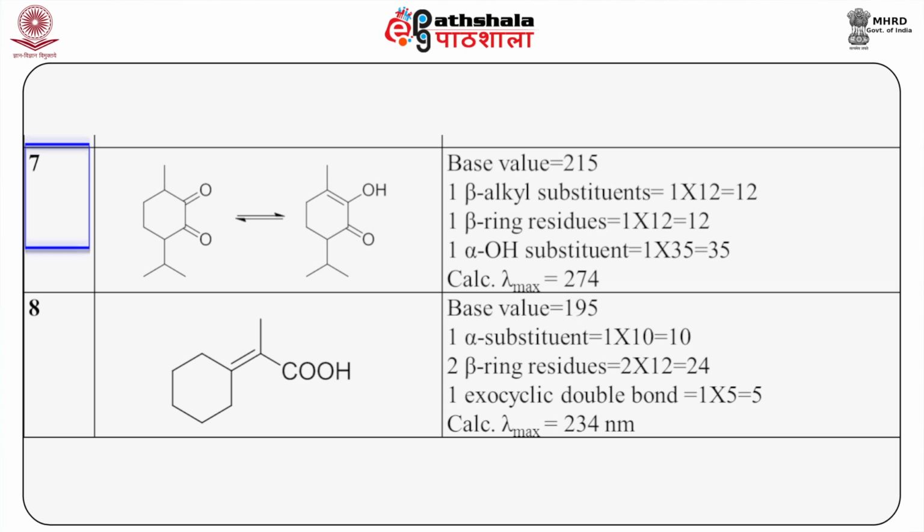Coming on to the final entry, that is entry number 8. Here we have an alpha beta unsaturated acid with a base value of 195 nanometers. It has an alpha substituent giving an increment value of 10 nanometers, 2 beta ring residues giving an increment value of 24 nanometers and 1 exocyclic double bond giving an increment value of 5 nanometers. Adding them all up, you will get a lambda max value of 234 nanometers.